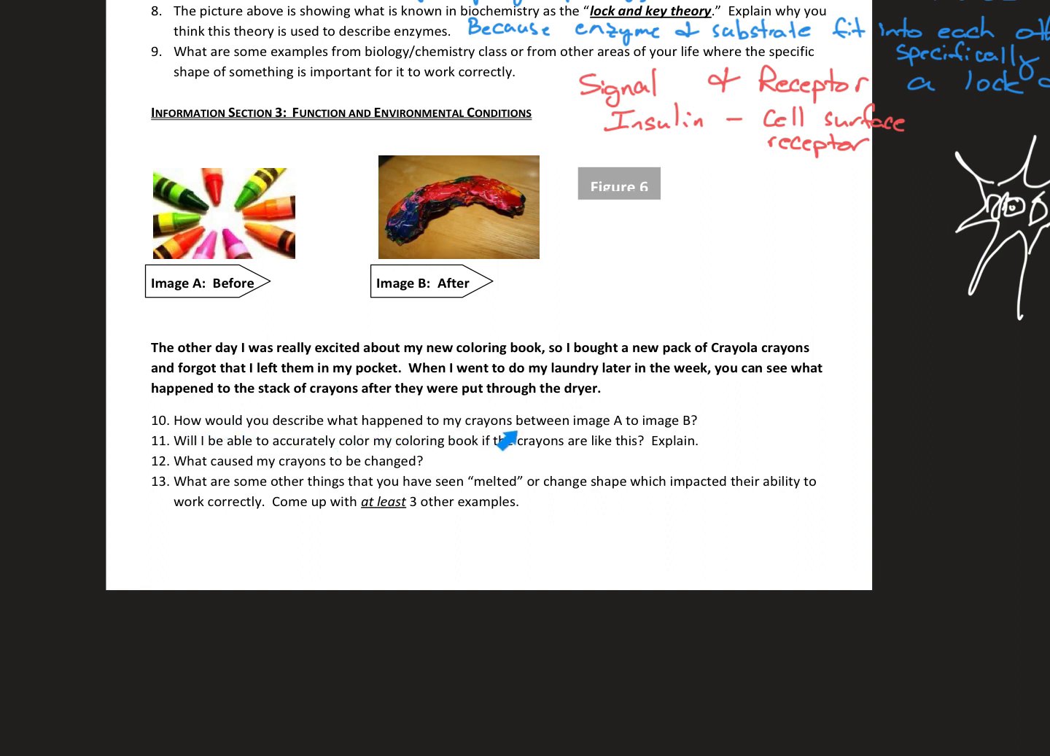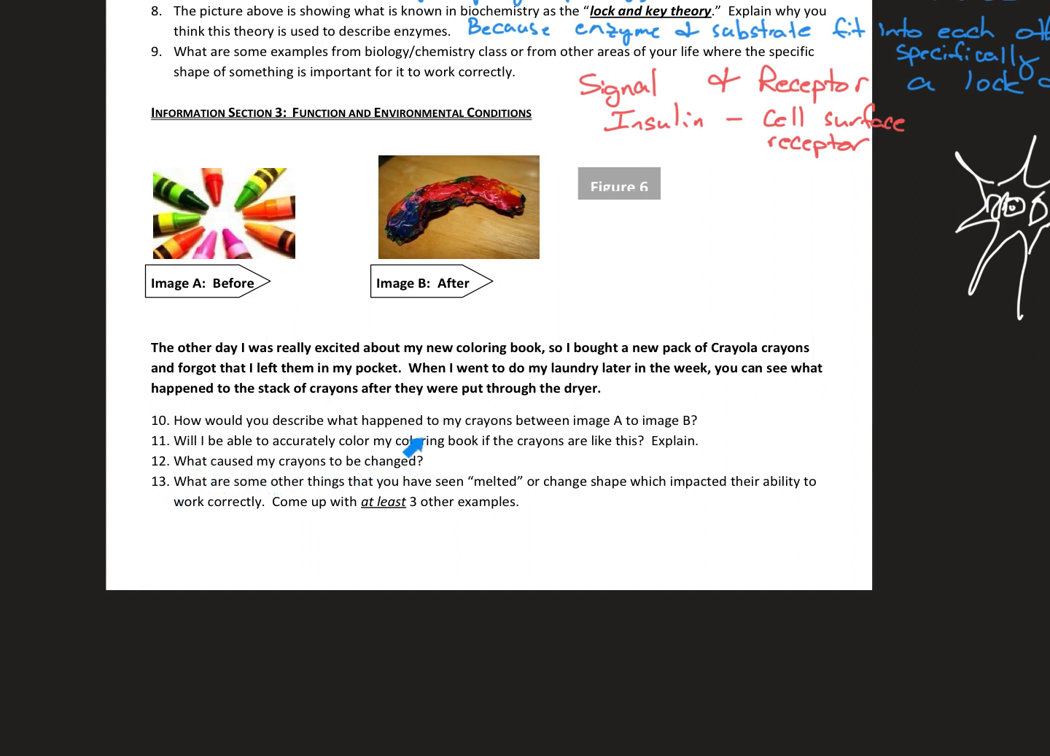So how would you describe what happens to the crayons in image A? They melted together. Will I be able to accurately color my coloring book with crayons like this? No. It's still wax, by the way. They're melted, but they're not burned. So they lost their shape, but they haven't chemically reacted. They're still colored wax. You can still draw with them, but they're not useful for drawing because the shape has changed, right?